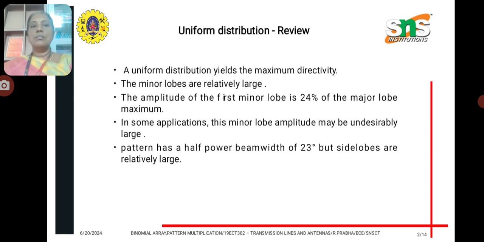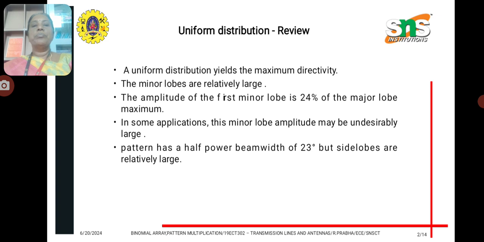A uniform distribution in an antenna yields the maximum directivity, and the minor lobes are relatively large. The amplitude of the first minor lobe is 24% of the major lobe maximum. In some applications, what is required is that the minor lobes must not be undesirably large.